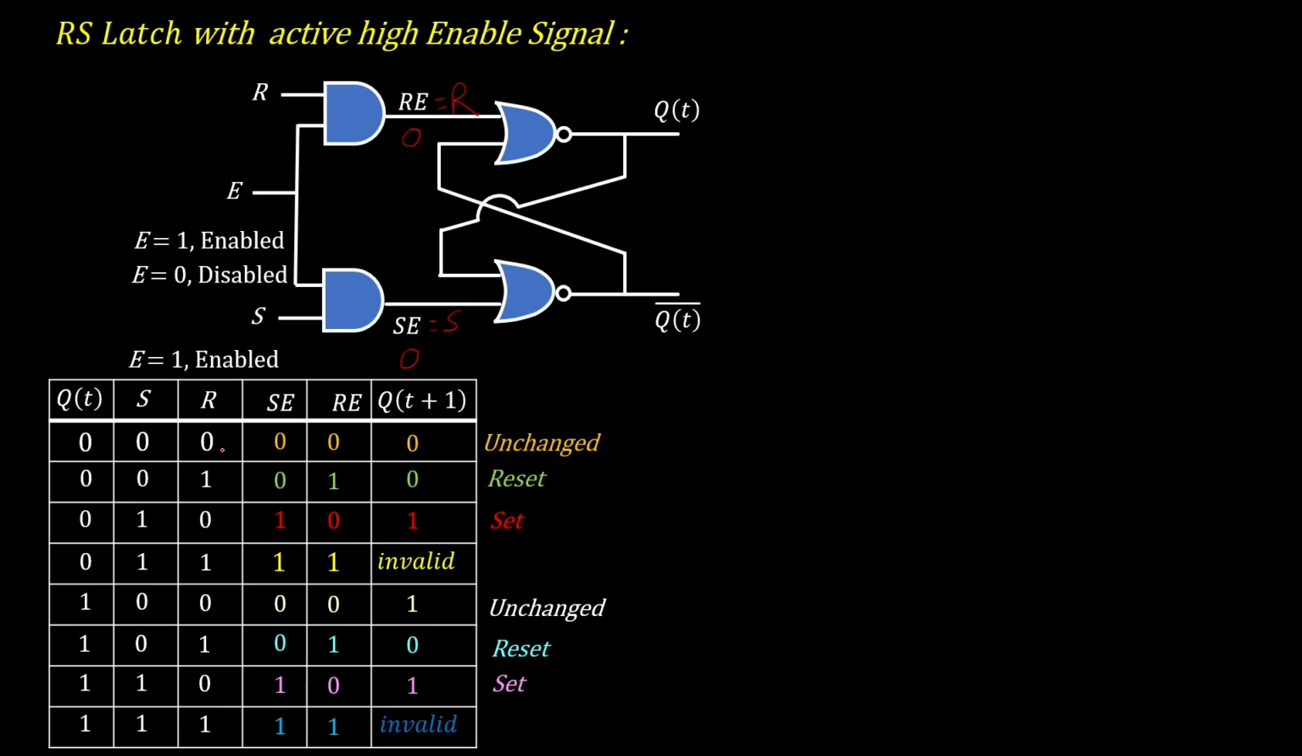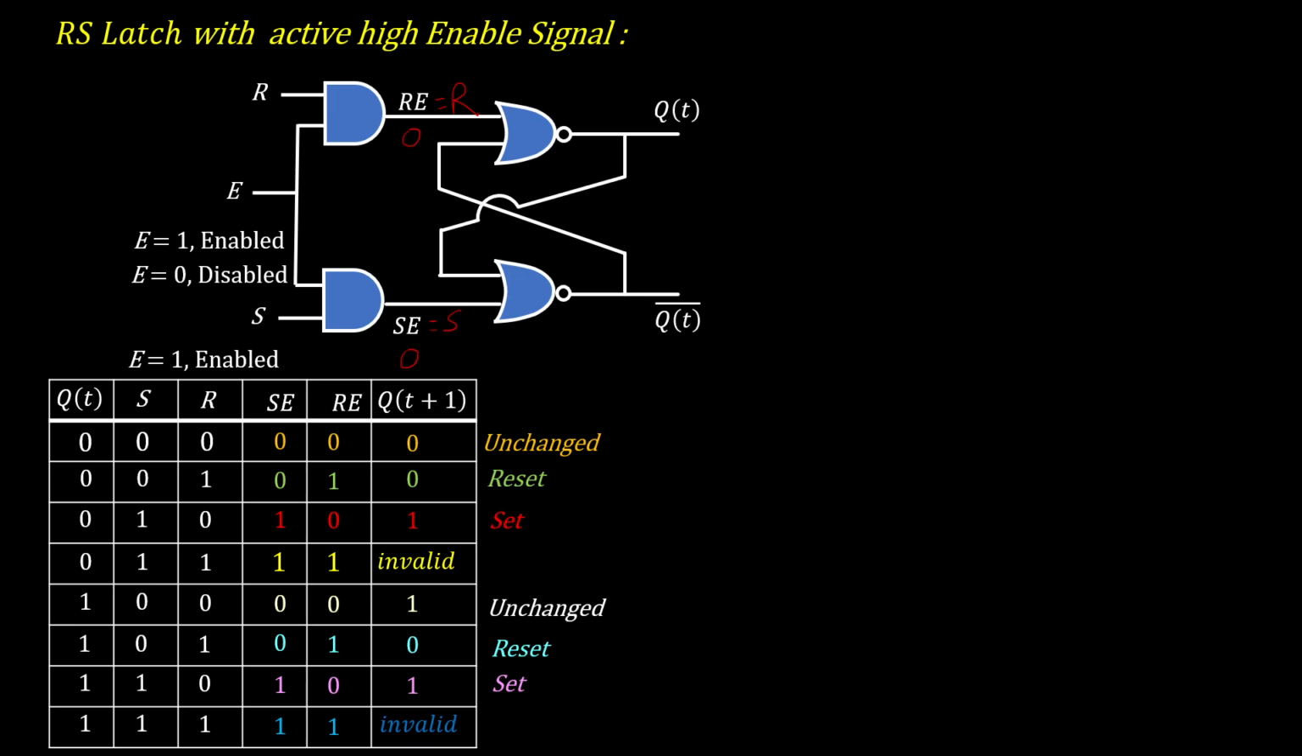So for 0, the state is unchanged. When only reset is high, the next state is reset. When only set is high, the next state is set. When both the inputs are high, then the next state is an invalid state. When both inputs are 0, the next state is unchanged. When only reset is high, the next state is reset or 0. When only set is high, the next state is set or 1. When both the inputs are high, then the next state is an invalid state.